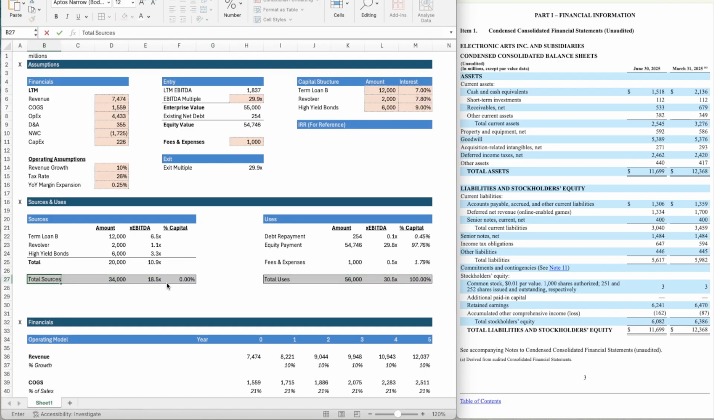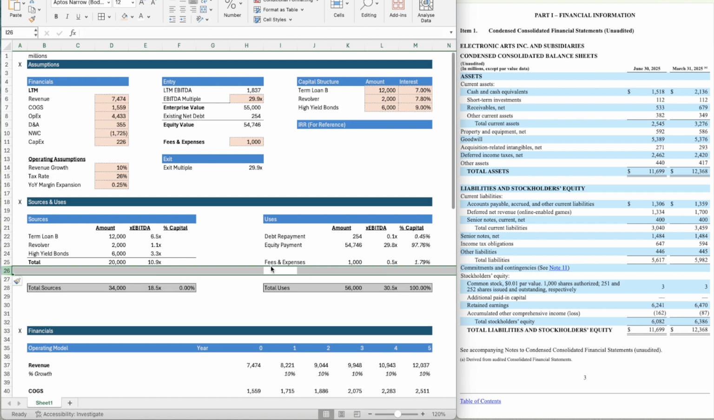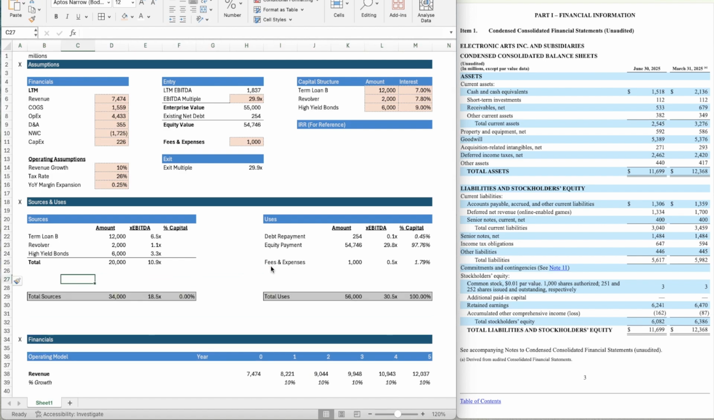Total sources. Why do we need this? Because we need to put in sponsor equity. Give me ones. Yeah, that's how we do it. And so basically these have to equal.